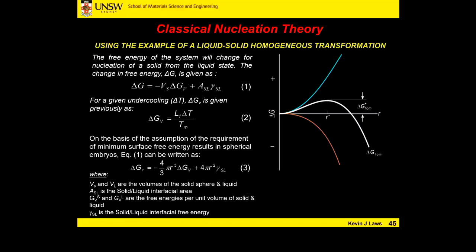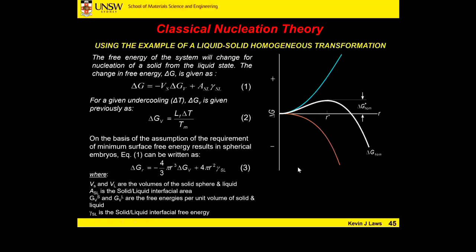Again, we're going to go back to this assumption of using a sphere. So basically, we can figure out, via this type of equation and the geometry of our sphere or our embryo, the basis of minimum surface free energy results in a spherical embryo. So we can rewrite our equation one as delta G of R, in terms of the radius of our spherical embryo, is equal to our volume factor multiplied by the radius cubed, by our energy factor, plus again our surface area factor, starting to put numbers to it, multiplied by the energy associated with having that surface area.